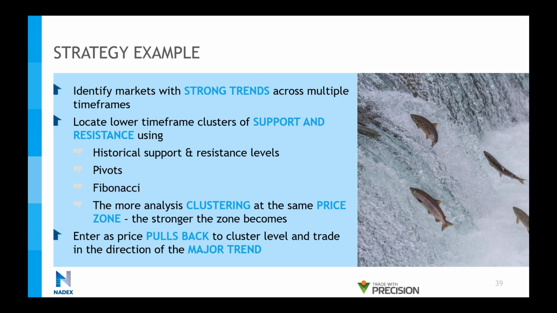The tools we have been using now are historical support and resistance levels, pivot points, and Fibonacci retracements, and the more analysis clusters at the same price zone, perfectly the same price level, the stronger that zone then actually becomes. And we want to enter as price pulls back to the cluster level and trade in the direction of the major trend. Guys, what you can also do is already initiate that position before.